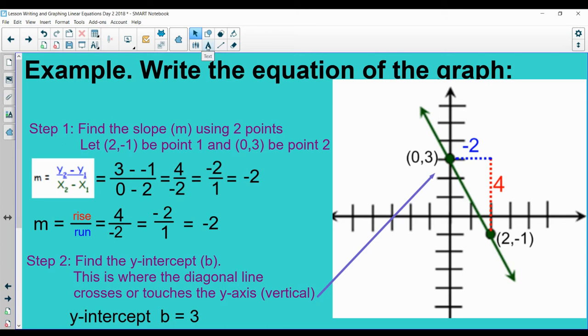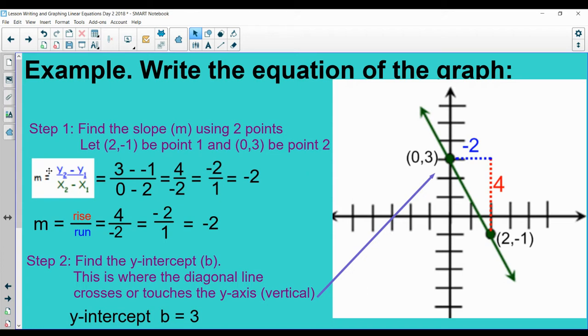Okay, today we're going to write the equation of a graph. So here's our graph over here. We have the point (0, 3) and (2, -1). So let's let (2, -1) be our first point and (0, 3) be our second point.